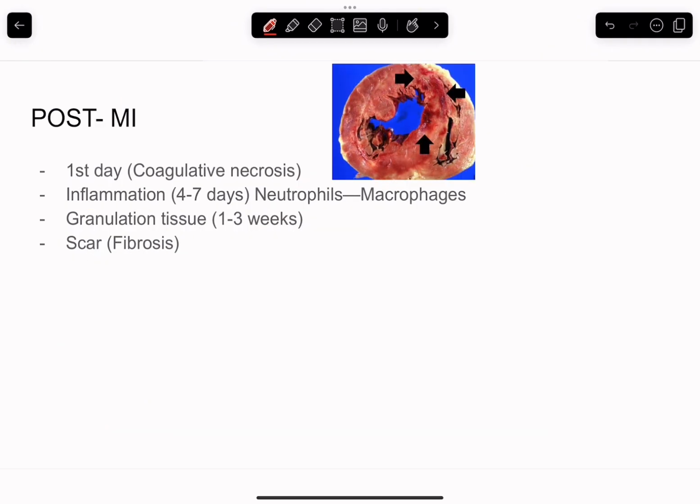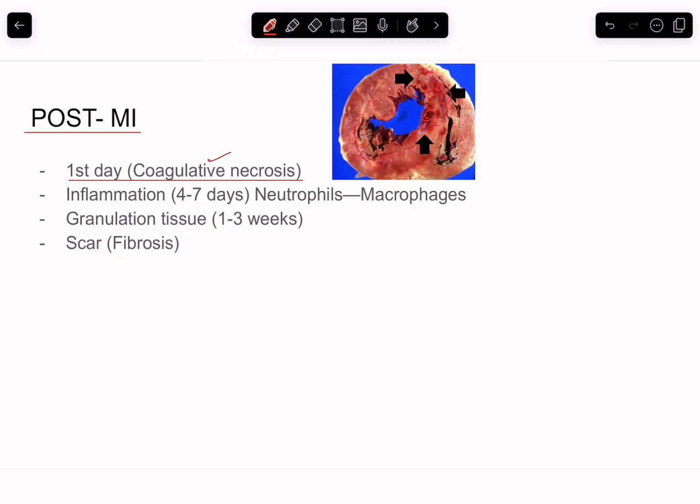Let's talk about all the complications that you will see post myocardial infarction. So let's say you treat the patient successfully. Now we are saying what will happen within the dead cardiac myocytes in that particular patient. So on the first day you will see coagulative necrosis. I have this figure here. Let's say here the blood supply was totally cut to the cardiac myocytes, and the patient's heart muscles had coagulative necrosis in them.